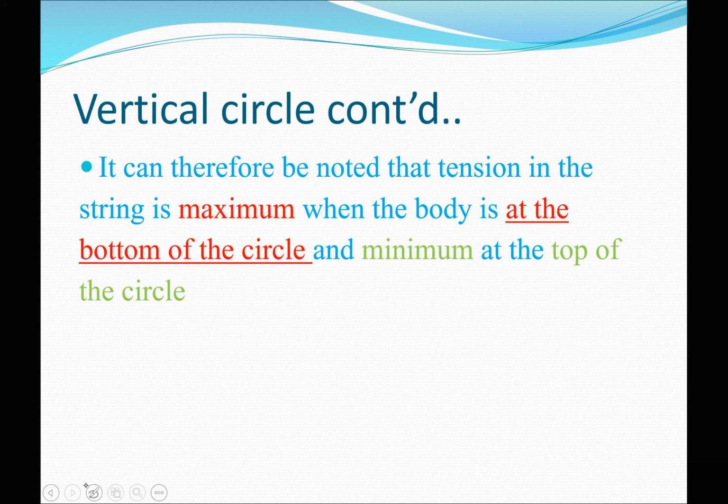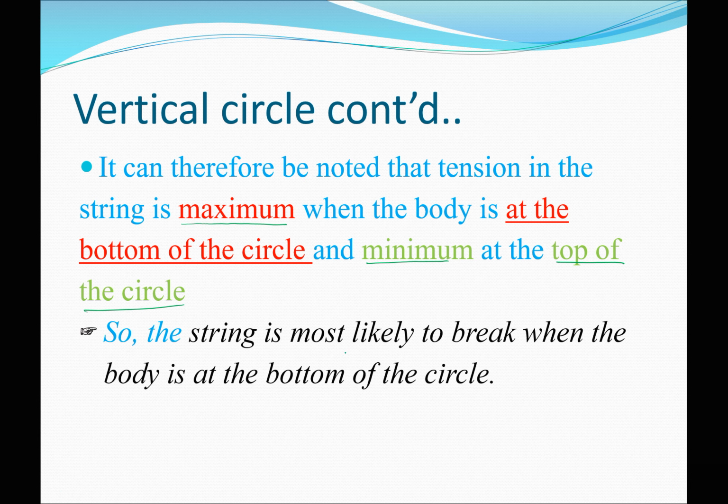So it can therefore be noted that tension in the string is maximum when the body is at the bottom of the circle, and it is minimum at the top of the circle. Therefore, the string is most likely to break when the body is at the bottom of the circle, because the tension is greatest when the object is at the bottom of the circle.